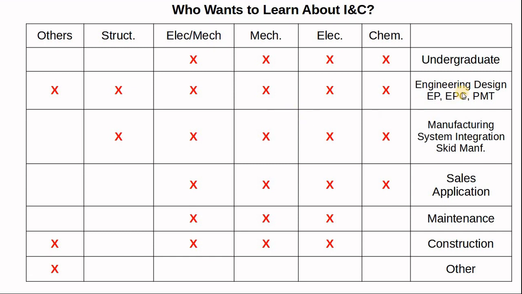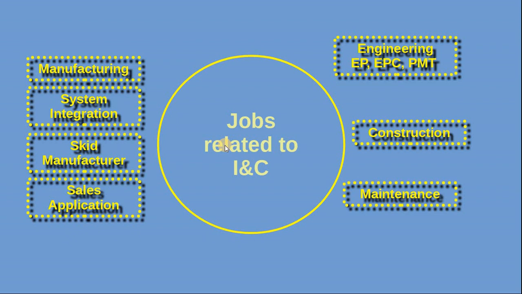So you may be a student, undergraduate in chemical engineering, electrical or technology or mechanical and so on. You may be an engineer in a design company or sales company or construction company. You may be working for manufacturing or for sales and application and maintenance and construction. So this is where you are now. So you have to define where you are now. And then what is your goal?